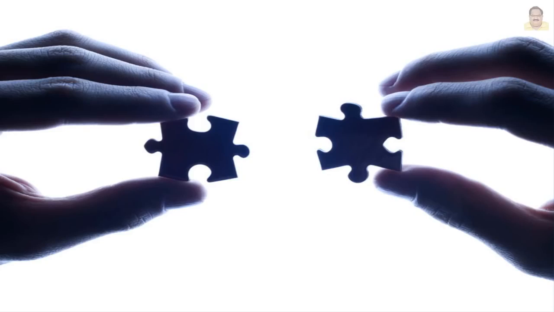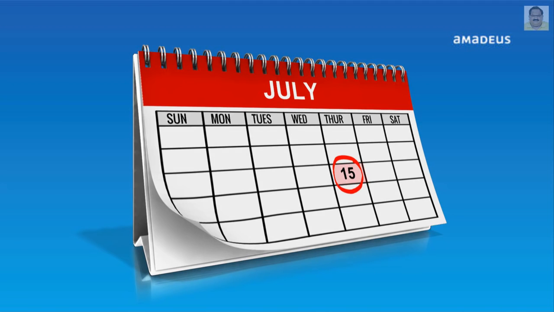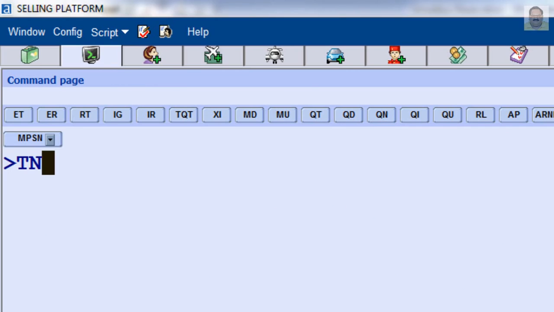You can combine airline and specific date in your input, for example, frequencies between Jeddah and Manila, on or after July 15th, by Saudi Arabian Airlines. Enter TN, date July 15th, origin city or airport code for Jeddah, JED, destination city or airport code for Manila, MNL, /letter A, and Saudi Arabian Airlines 2-letter code SV.